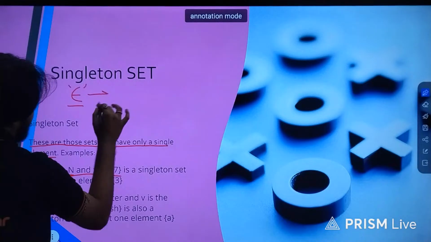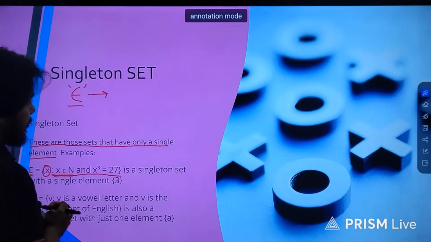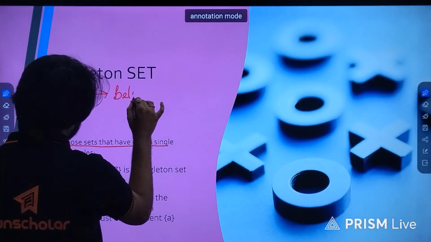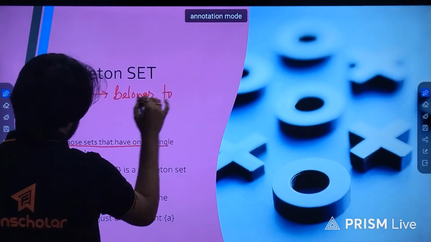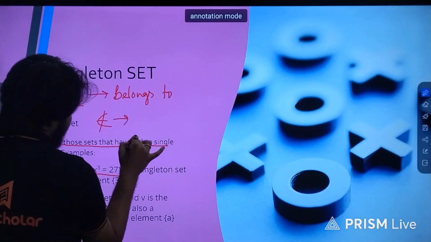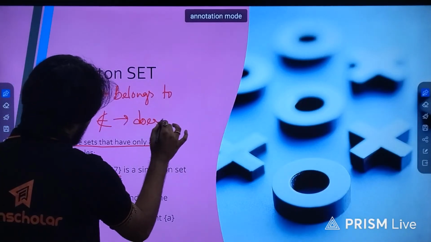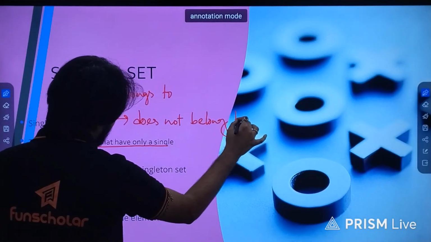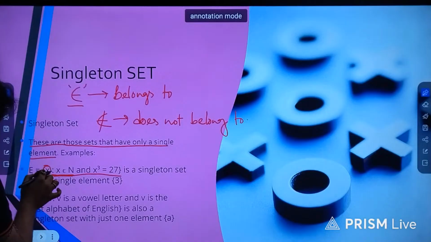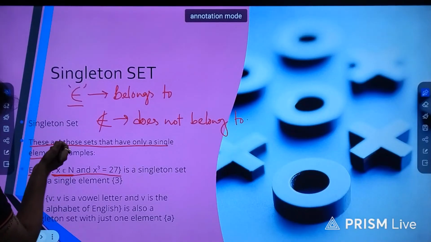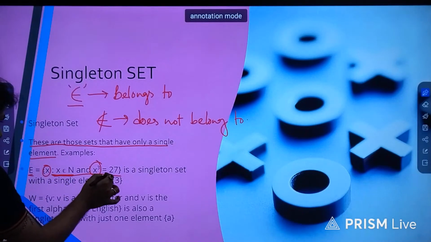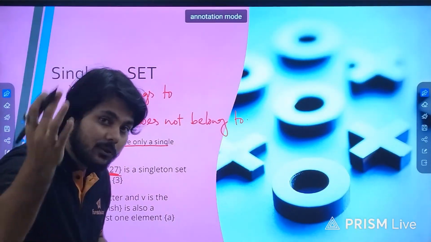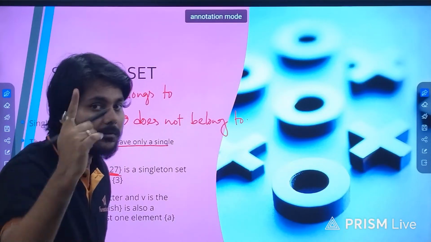Memorize this sign. This is epsilon, and this epsilon sign simply suggests belongs to. And this sign suggests does not belong to. So, x such that x belongs to N and x cube equals 27. X is a natural number and x cube is nothing but 27. So can you guess that number?